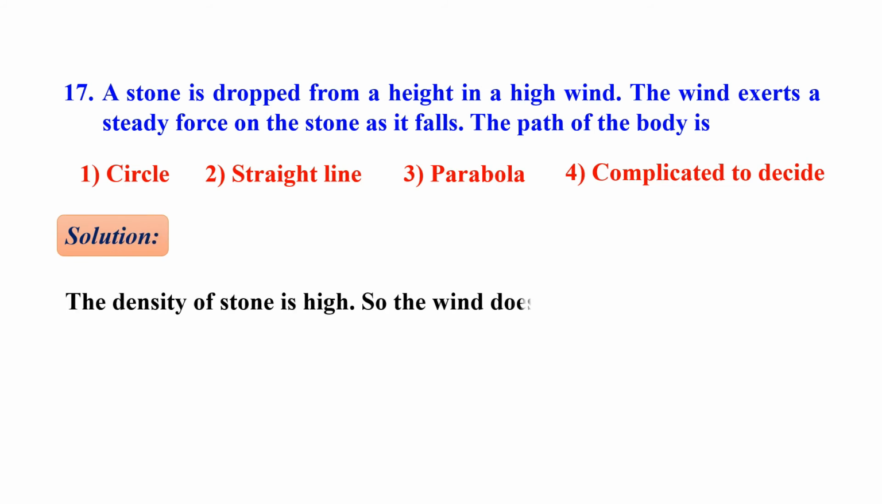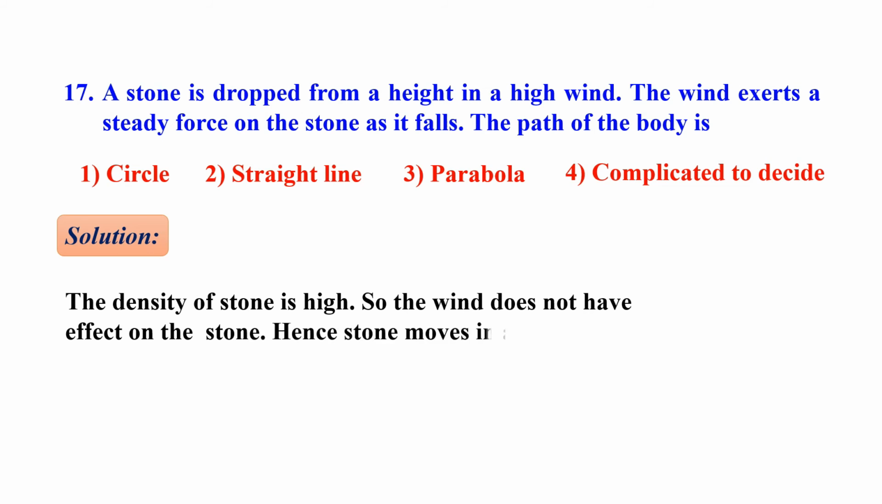The density of the stone is high, so the wind does not have effect on the stone. Hence, the stone moves in a straight line. So the second option is correct. So the path of the body is a straight line. Because the density of stone is high, the wind does not have effect on the stone. Hence, the stone moves in a straight line. So that's why the path of the body is a straight line. Second option is correct.